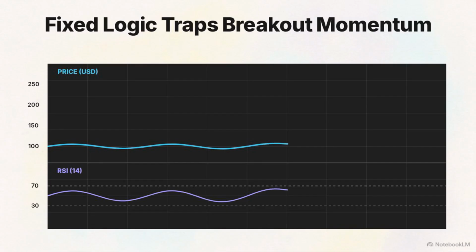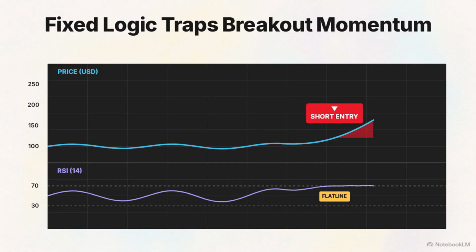As we see in this chart, when price rockets upward during a breakout, the RSI line flatlines at the 70 boundary. The bot reads this as overbought and drops a short entry right in front of a runaway train, immediately pulling the position into deep negative territory.